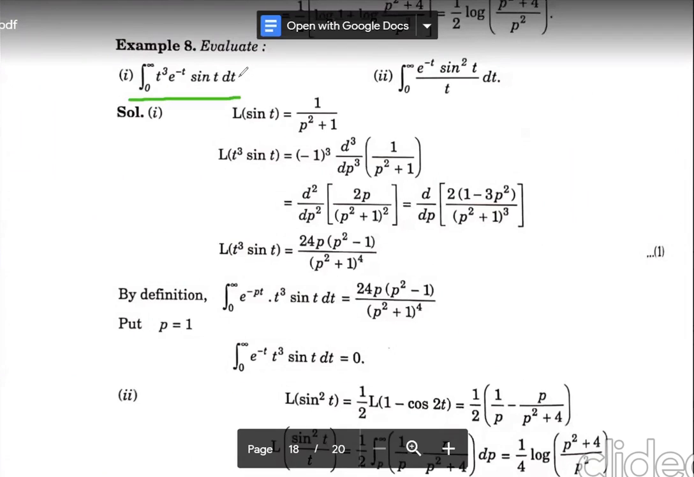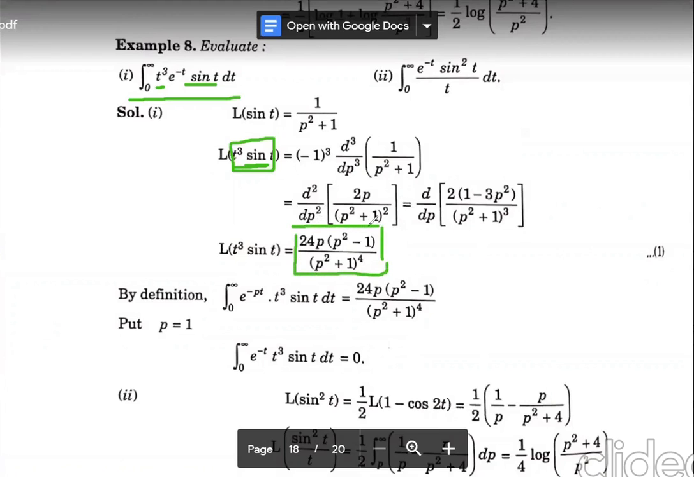Okay, so what do you do? Consider this t cube into sine t as your f of t. So the Laplace transform of this part, you can find. How? First you find the Laplace transform of sine of t and then use the result for t to the power n into f of t. So from that we have got the Laplace transform of t cube sine t, which is this one.